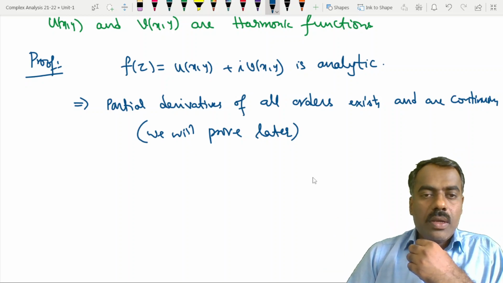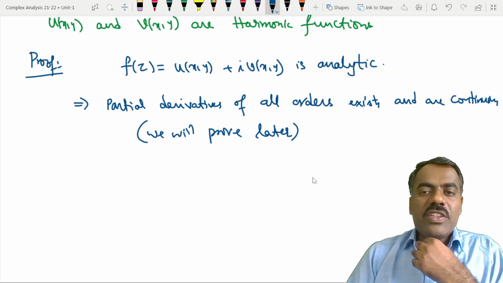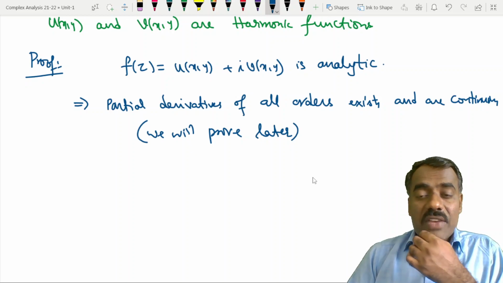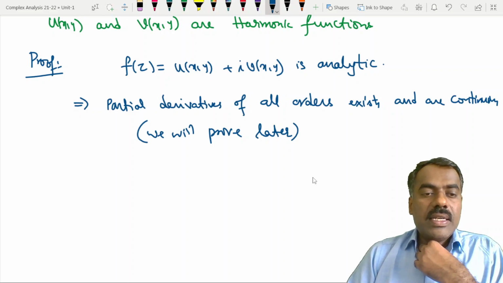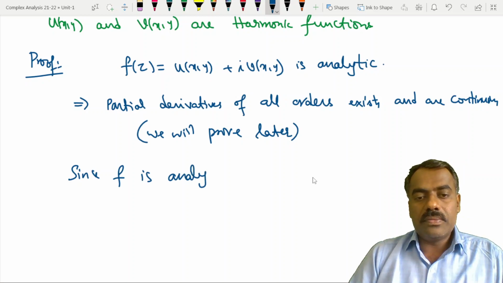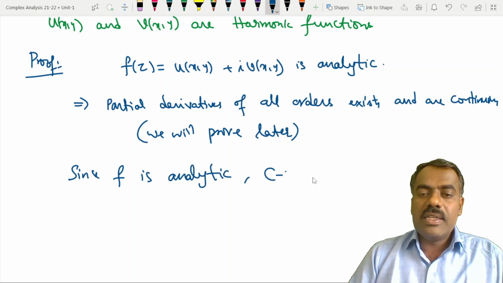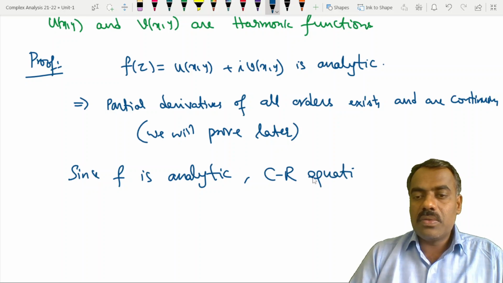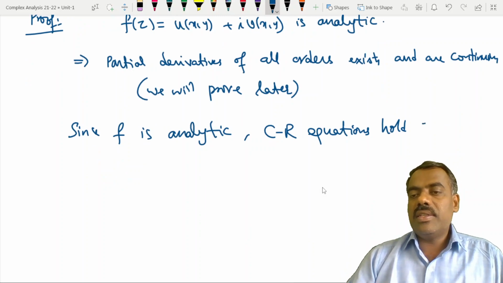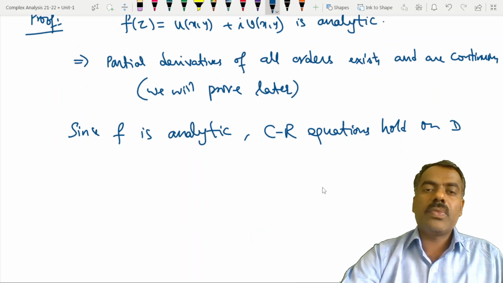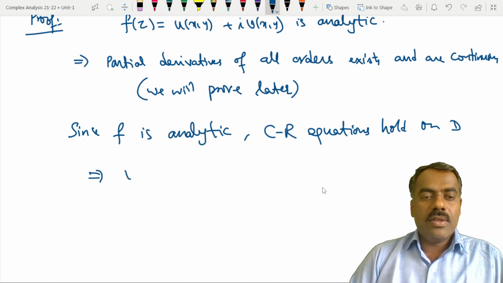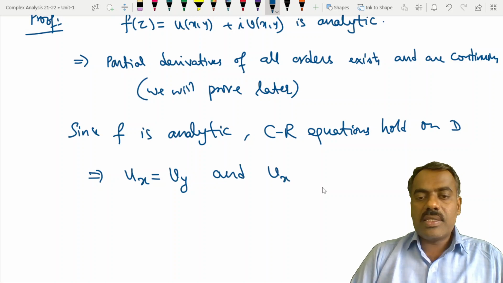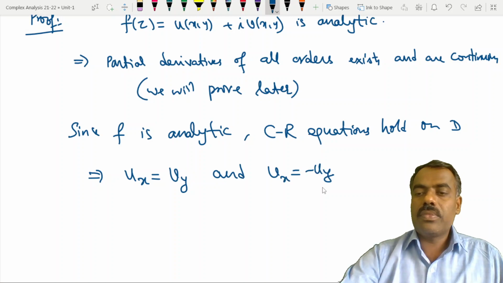Fine. Now also f is analytic, therefore in particular the CR equations are satisfied in the domain D. Since f is analytic, the CR equations hold. This implies ux is equal to vy and vx is equal to minus uy. Clear?